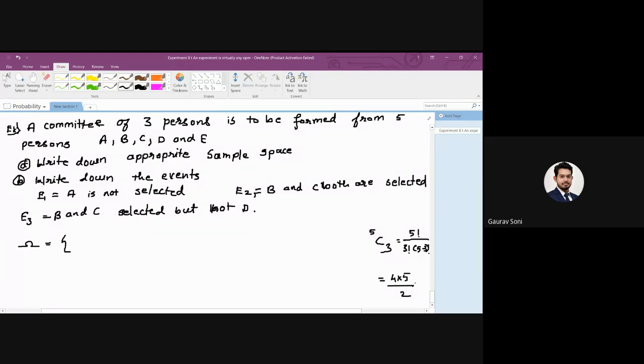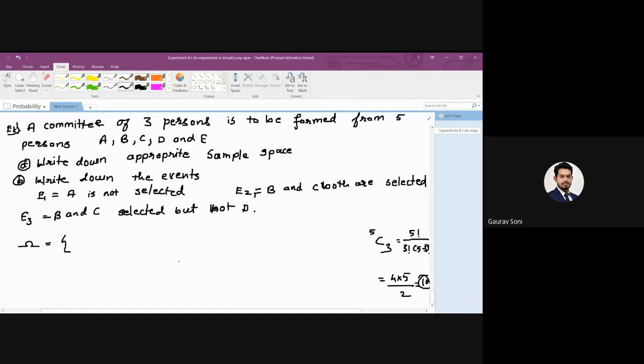How many is it? Sir, it should be 10. 5C3, 10. How did you get 60? NPR, I guess you took. Yes, so it's not permutation.